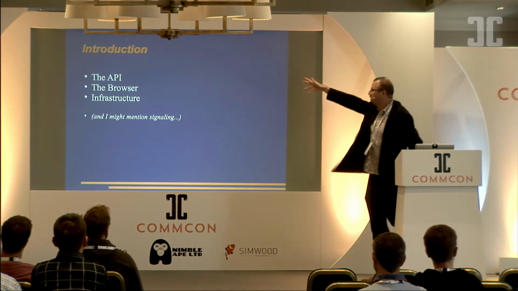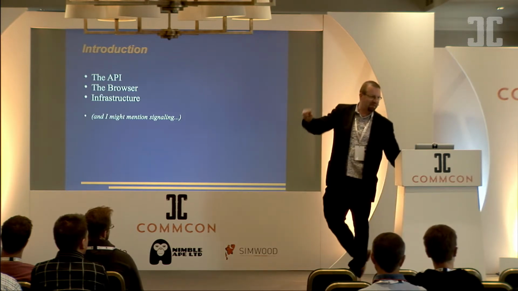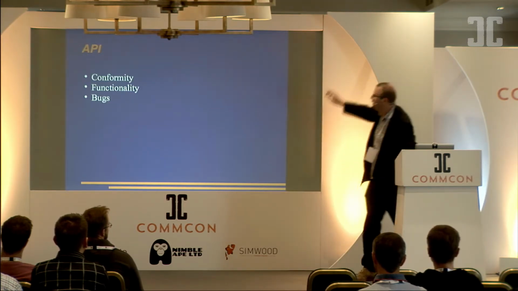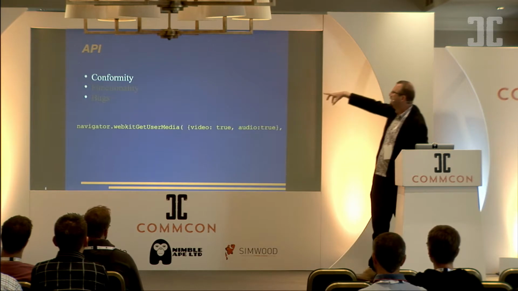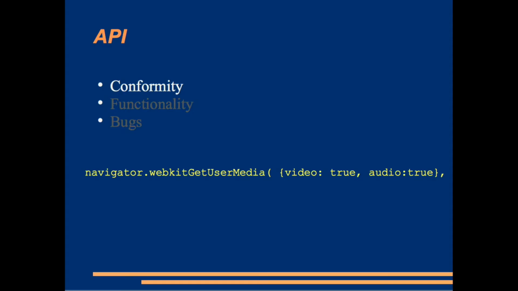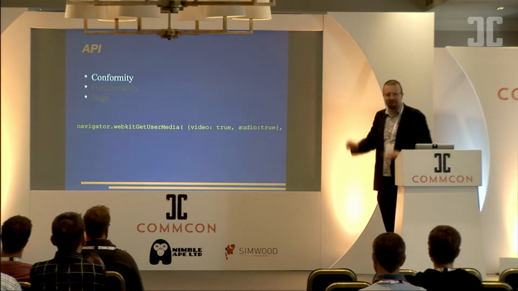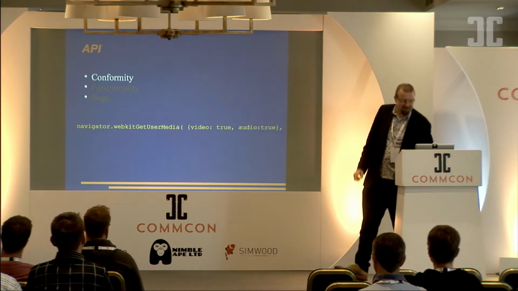Okay, so we're going to go through the API, the browser, and the infrastructure, all the things which can cause problems in the bigger picture of WebRTC. The first part is the conformity of the API. What do I mean by that? Well, you saw in the example I called webkitGetUserMedia. Funnily enough, that only works on WebKit, not on all the other browsers, so you have to call getUserMedia proper. Unfortunately, getUserMedia proper varies ever so slightly between all of the browsers. They're trying to conform it and get it right, and some of them have got it right. Unfortunately, there are still some issues.